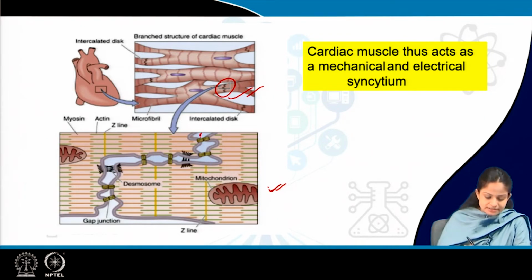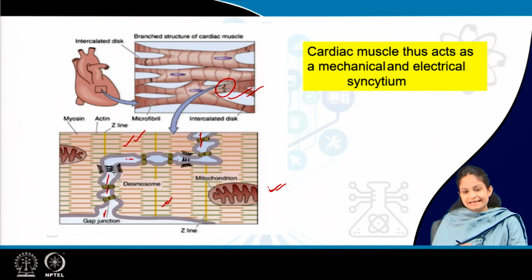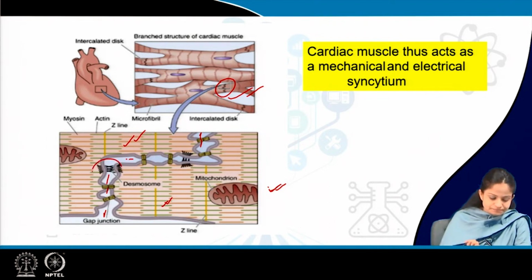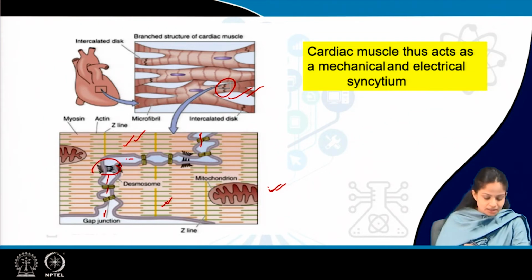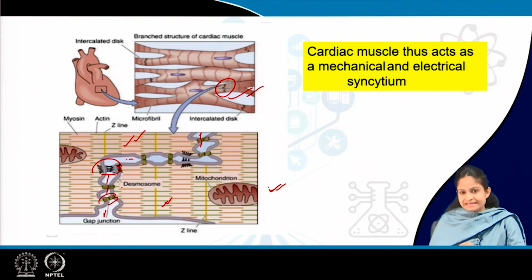Now, this is the intercalated disc. This is one cardiac myocyte, this is one cardiac muscle fiber and this is another cardiac muscle fiber. These two cardiac muscle fibers are joined mechanically by desmosomes and electrically by gap junctions. So, mechanically the two muscle fibers are joined by the desmosomes. In the intercalated disc, what happens? The ends of the adjoining cardiac myocytes are usually joined mechanically by the desmosomes and electrically by the gap junctions.